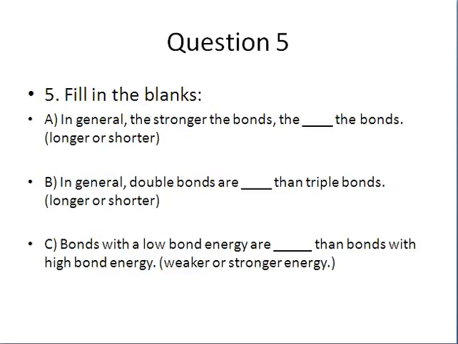And fill in the blanks. Let's see. In general, the stronger bonds are shorter than weaker bonds, because the attractive forces holding those bonds together are a lot stronger. That's because the electrons are so close and they're being exchanged between the atoms rapidly. And in general, double bonds are longer than triple bonds, because, as stated above, the attractive forces between the two are weaker, so it doesn't have to be held together as tightly.